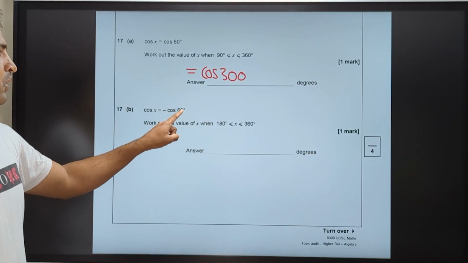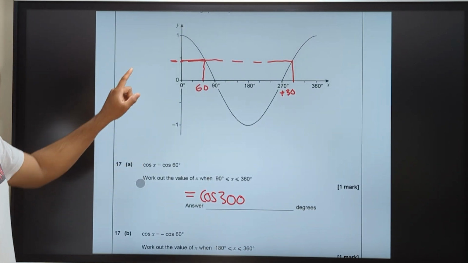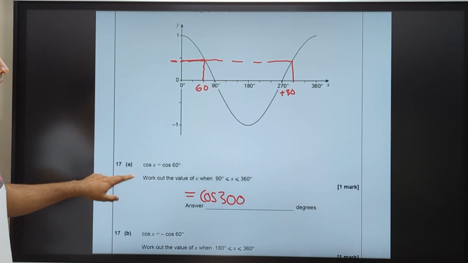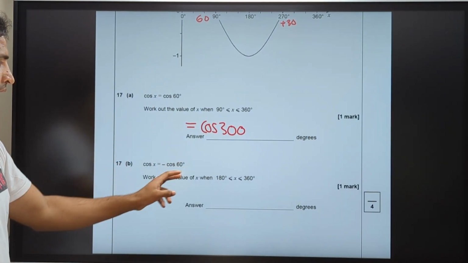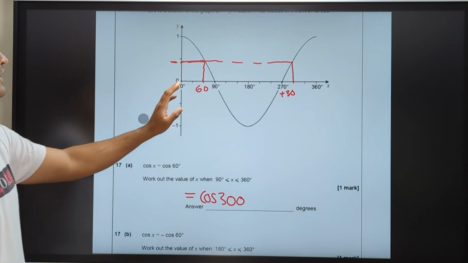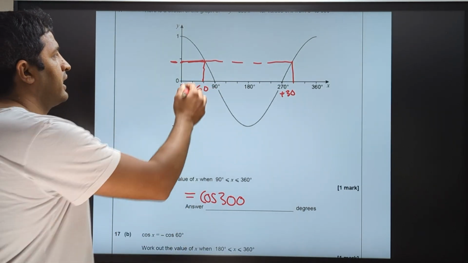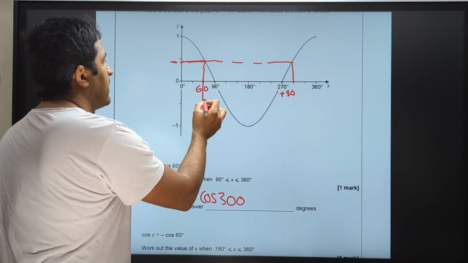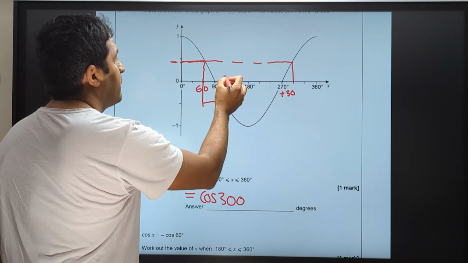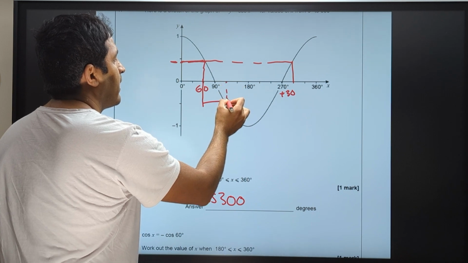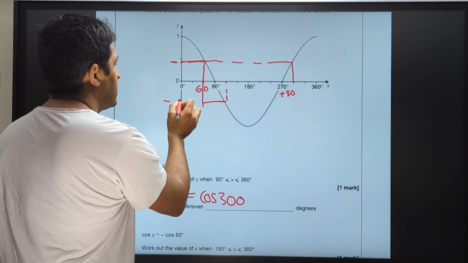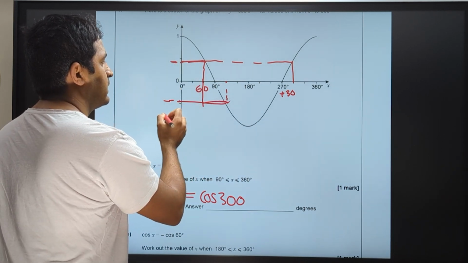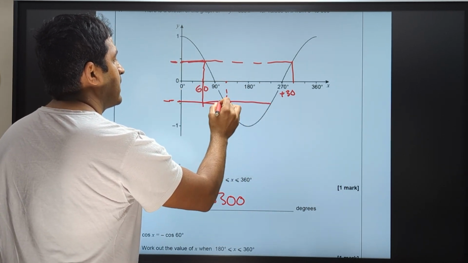Cos x is negative cos 60. Negative cos 60 means this part here. Okay, and that's what we're looking at. So the entire cos 60 becomes negative in a way. Whatever you had there, this goes to the negative answer. So somewhere here. So that would be again 30 degrees that way. Okay, that's negative cos 60 here. For positive cos 60, that's negative cos 60. So the two places we can get is these ones.